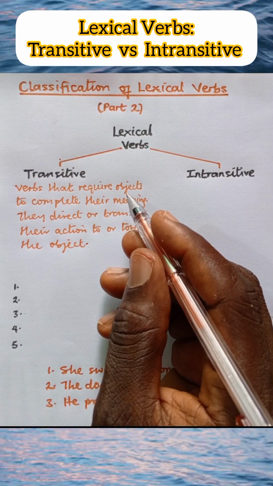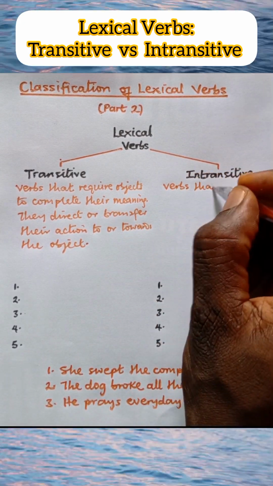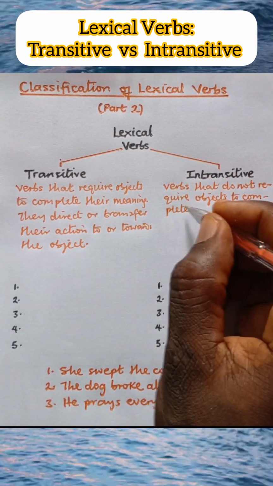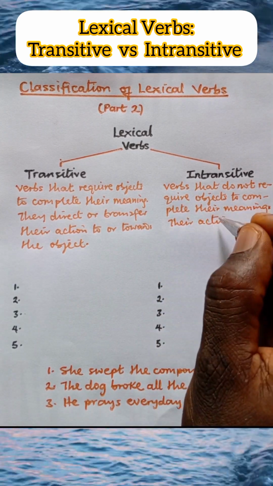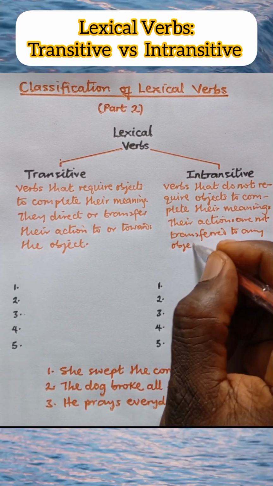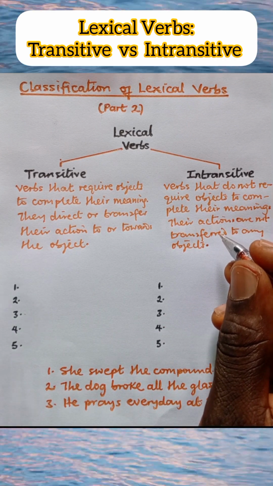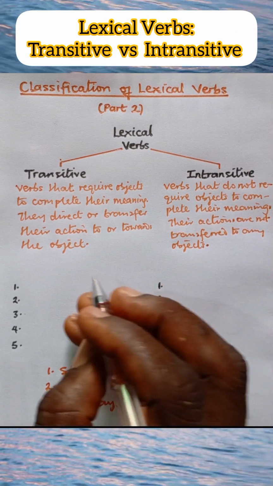On the other hand, intransitive verbs, these are verbs that do not require objects to complete their meanings. Their actions are not transferred to any object. Intransitive verbs do not have objects, and the effect of their actions are not transited to any objects.